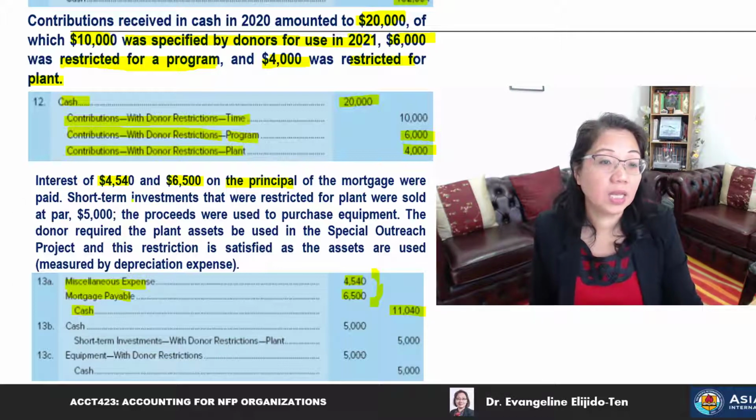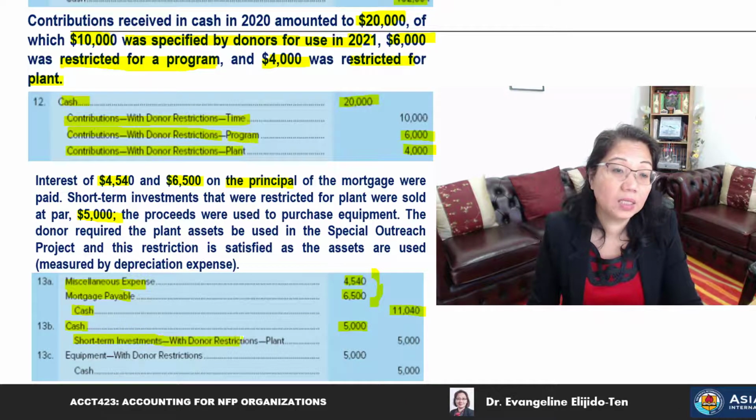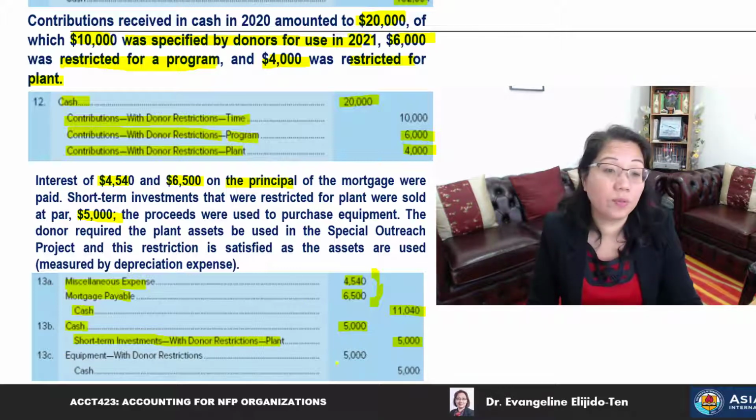Now, let's keep reading. It says short-term investments that were restricted for plant were sold at par, 5,000. The proceeds were used to purchase equipment. We got cash of 5,000 when we liquidated this short-term investment, and the short-term investment will have to be credited, and this is with donor restrictions plant. Next, then we bought the equipment using this $5,000 that we got. So we debit equipment with donor restrictions 5,000 and we credit the cash for 5,000.